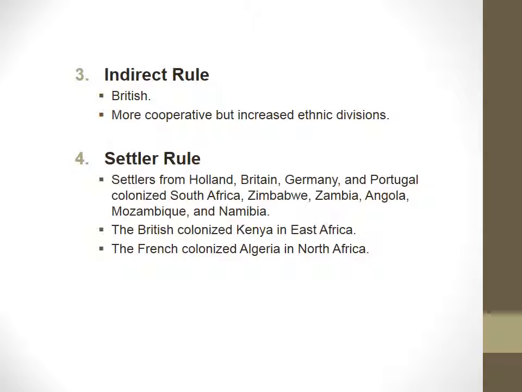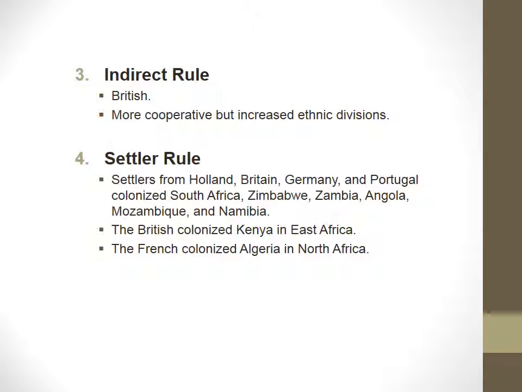Settler rule refers to settlers who went to countries not just to visit, but to live, to make their home. Much like the settlers who came to America. They came to build a new place to live. These came mostly from Holland, Britain, Germany, and Portugal. And they colonized South Africa, Zimbabwe, Zambia, Angola, Mozambique, and Namibia.